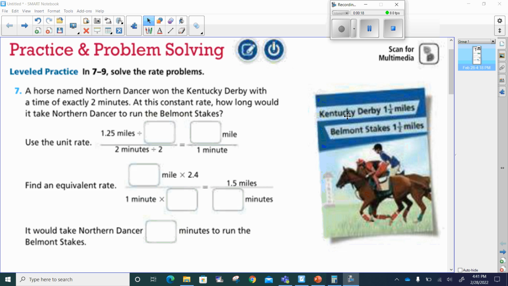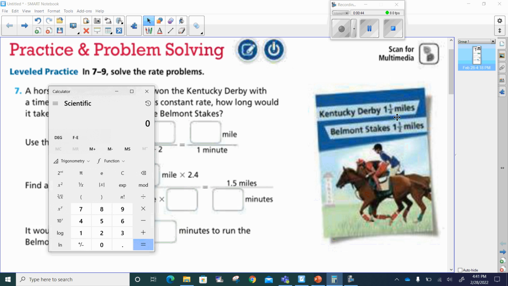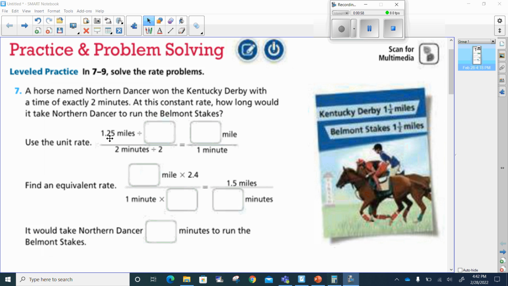Well, we see here that the Kentucky Derby was 1 1/4 mile. If I wanted to find out how much 1 1/4 mile is, I would turn it into a decimal, because it looks like they turned it into a decimal. 1/4 is 0.25, right? I'll just show you in the calculator. 1 divided by 4 will give you 0.25. So since there's a 1 in front, that's 1.25, all right?